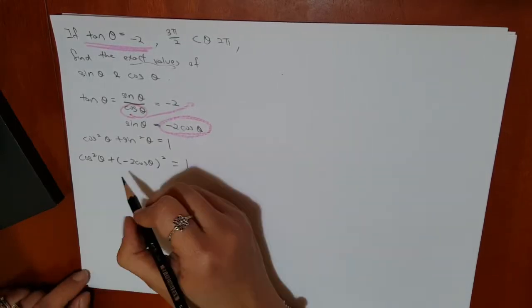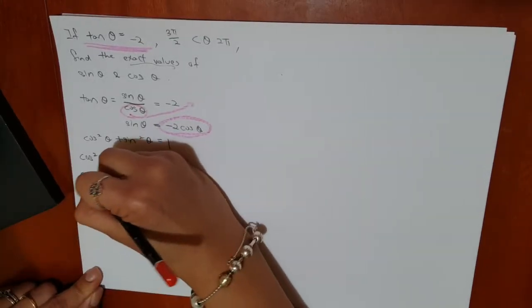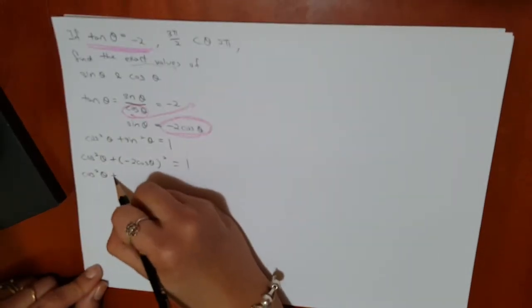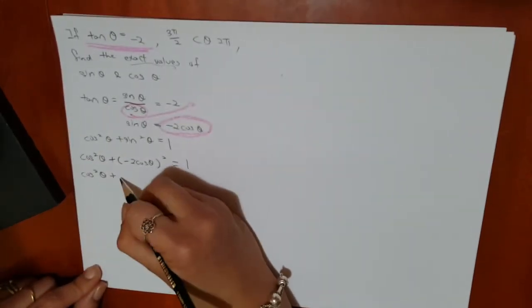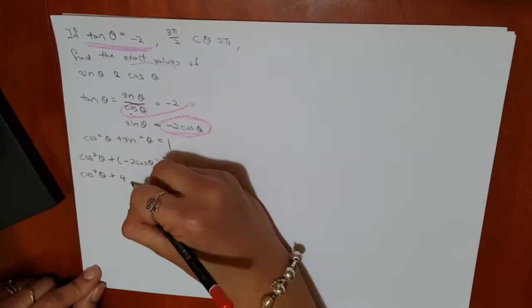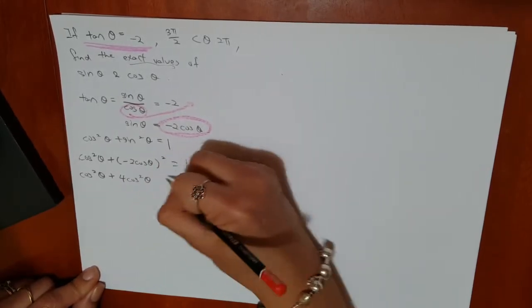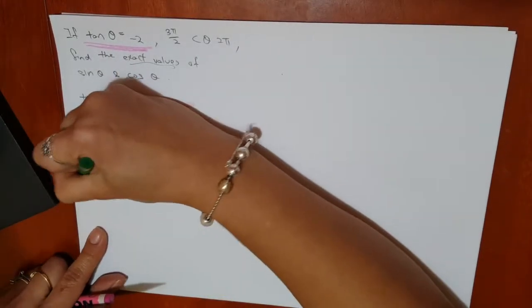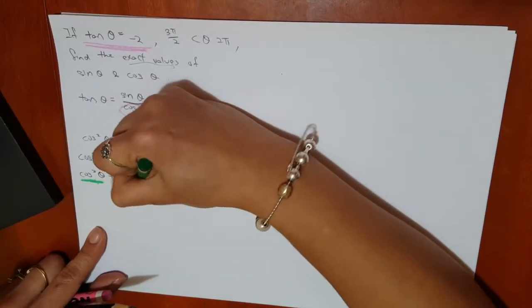So let me expand this part. This part is still the same. This part, once it's expanded, is negative 2 squared, which is 4, and cos square, so it's 4 cos square theta is equivalent to 1. So we know that these are like terms because this is cos square and this is also cos square.